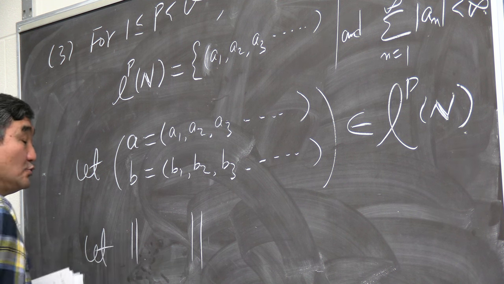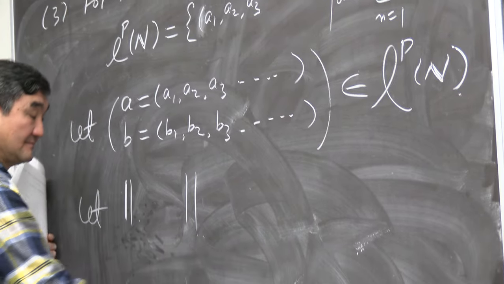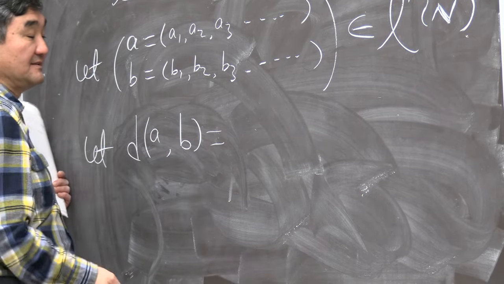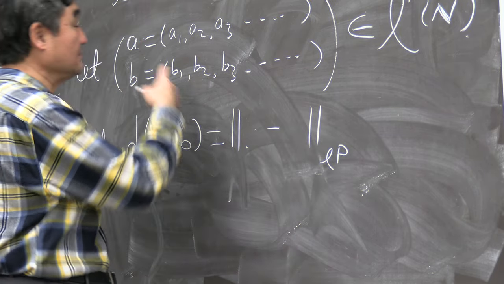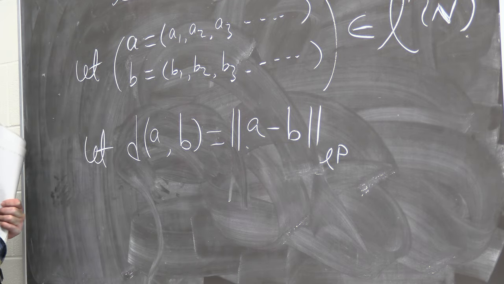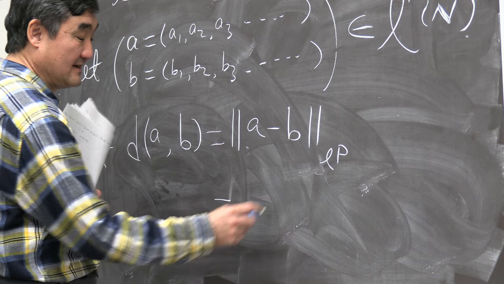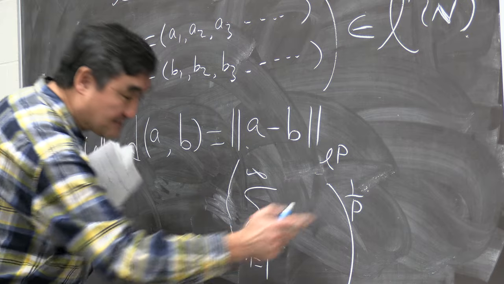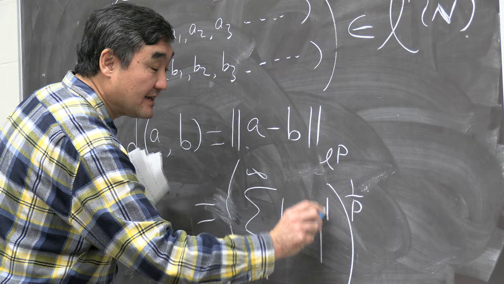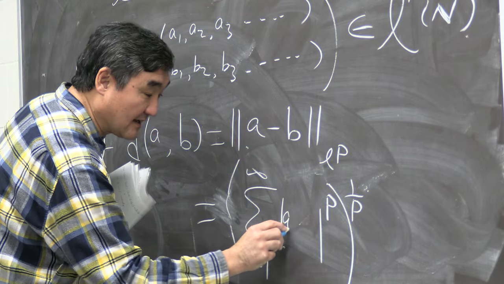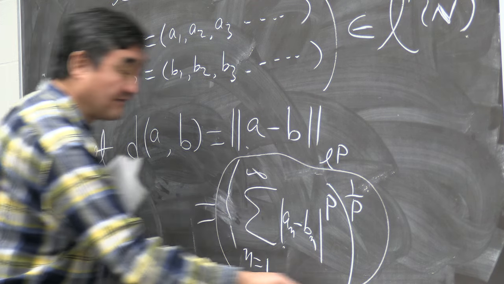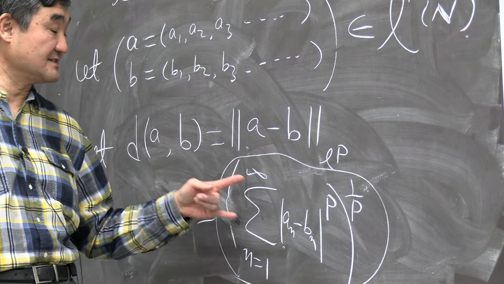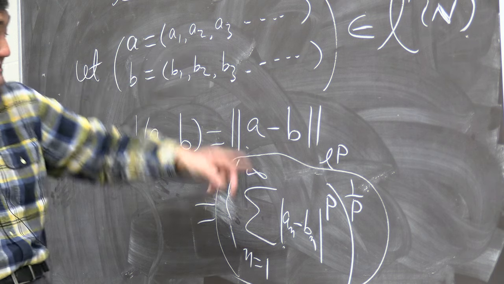And then how did we define the metric between those two sequences in l_p? That was defined by the little l_p norm of their difference, which was defined by one over p-th power of the infinite sum of the pth power of the difference between the terms of the sequences, a_n minus b_n. This is how we defined the metric between the two sequences a and b in l_p.